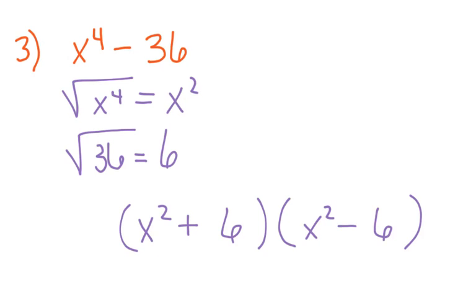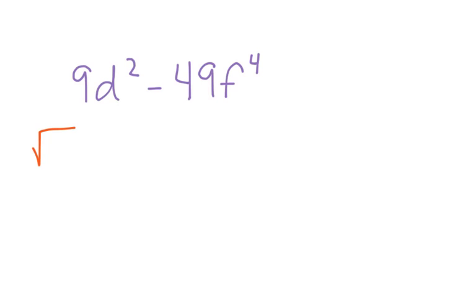So let's look at one where you have 2 variables. All right, so this one is 9d squared minus 49f to the 4th. So we definitely know d and f do not have any part of the GCF because they're different variables. We look at 9 and 49. Again, they do not have a common term. So there's no GCF for this. So we're going to go and take the square roots of everything.